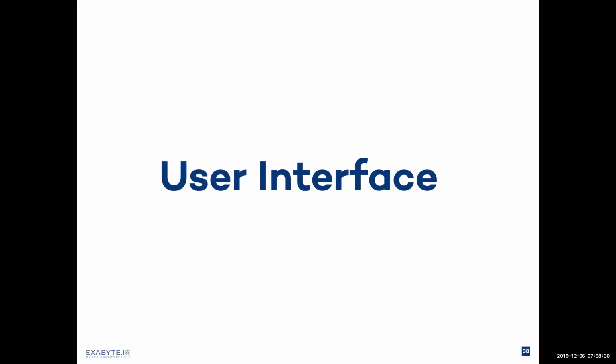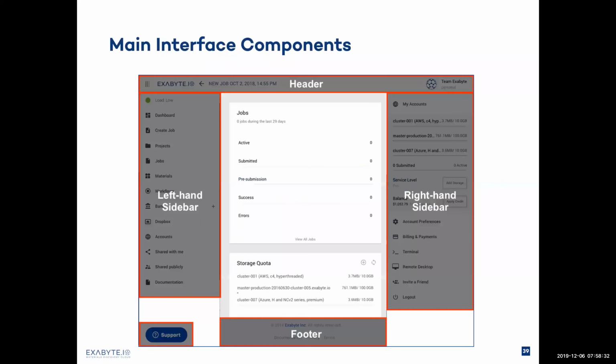Now I'd like to speak a little bit about the user interface. So here is the user interface as it presents itself to the platform users. There are 5 key components. At the top, we see there is a header. On the left, the header can be used to open either the left-hand sidebar or the right-hand sidebar. There is a footer that contains links to documentation and additional information. And there is a support widget that allows people to submit support requests.